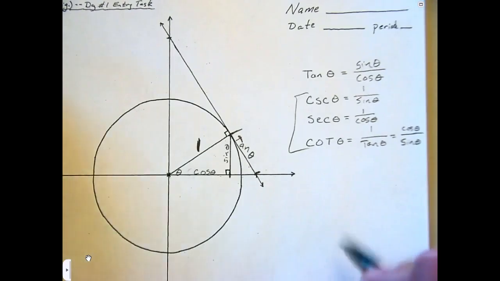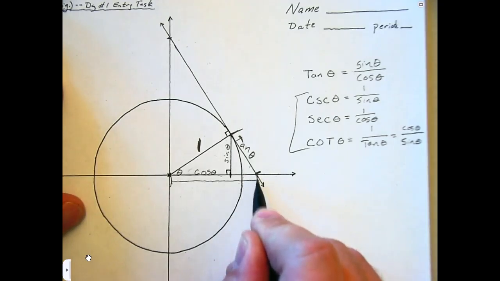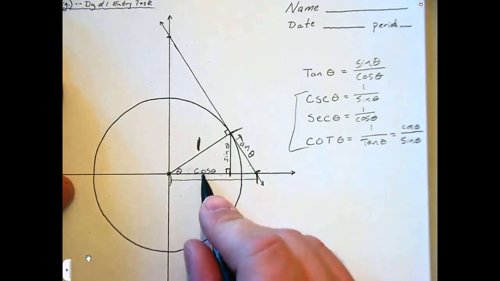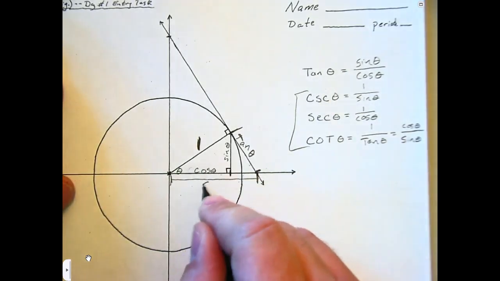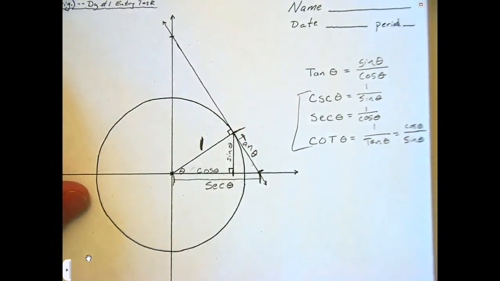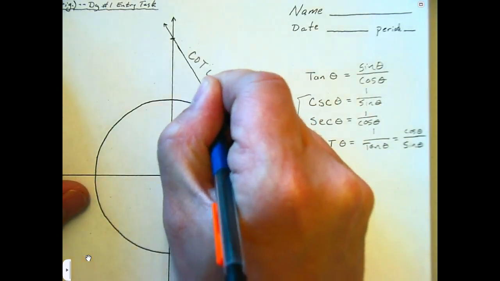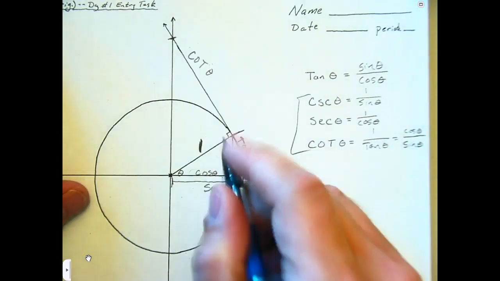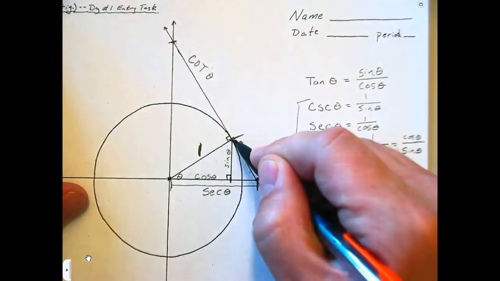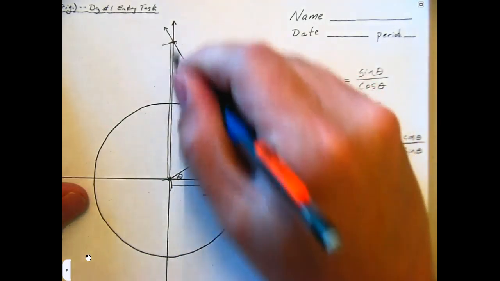Okay, this length right here from there to there, which identity goes with cosine, or which function? Secant. That is secant. This length right here is cotangent. Okay, it goes from here to here. And this length right here is cosecant.